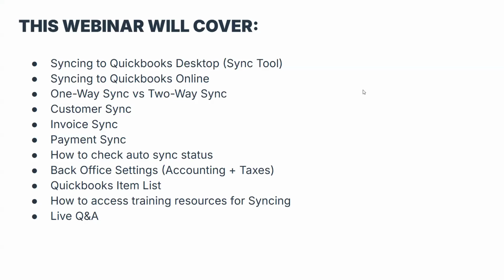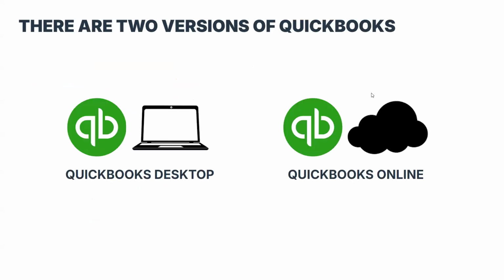This webinar will cover syncing to QuickBooks Desktop using the Sync tool, syncing to QuickBooks Online, one-way sync versus two-way sync, customer sync, invoice sync, and payment sync, how to check auto sync statuses, how to check your back office settings. We'll look at QuickBooks item list, how to access your training resources for syncing, and end with a live Q&A where you can ask your questions and get those answered live on stream.